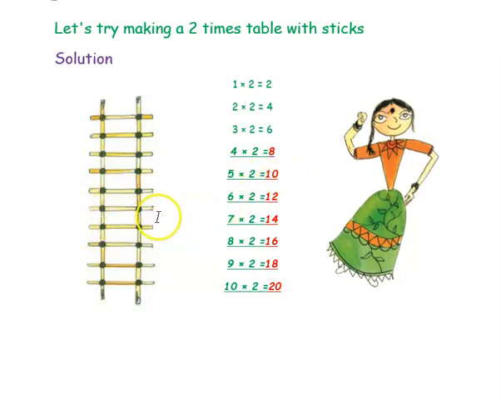So each time you keep a stick, you have to add 2 to the previous number. Okay, so that multiplication we will call repeated addition. If you go for the sixth stick, you have to add 2 to this 10. So 6 into 2 will be 12. Same way for the seventh stick, 7 into 2 will be 14. Eighth stick, 8 into 2 will be 16. And the ninth stick, 9 into 2 will be 18. 10th stick, 10 into 2 will be 20. So if you see the answers, 2 will be added each time. So repeated addition of 2 will give you the times table of 2.